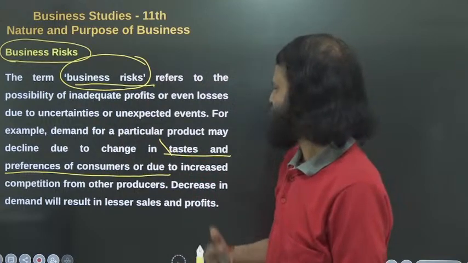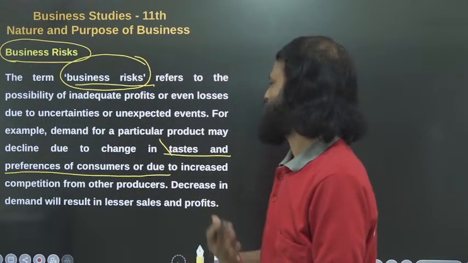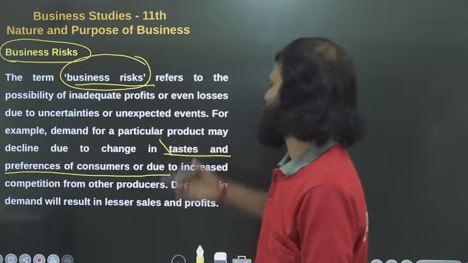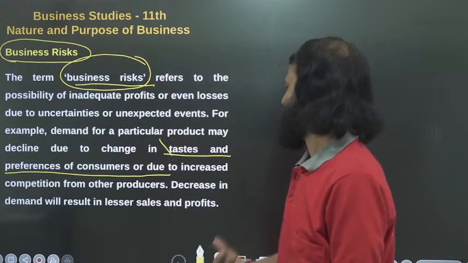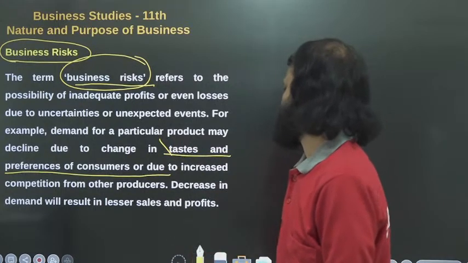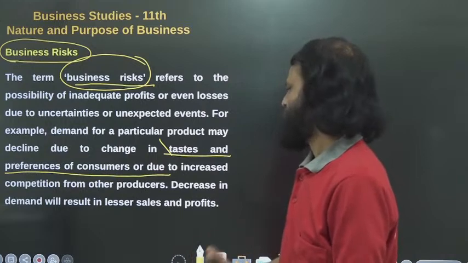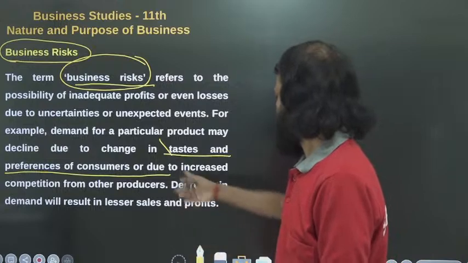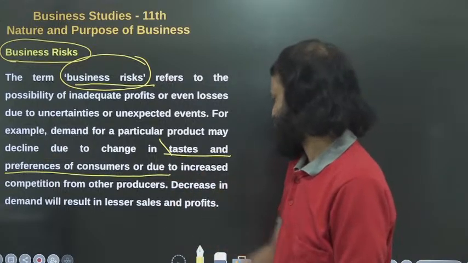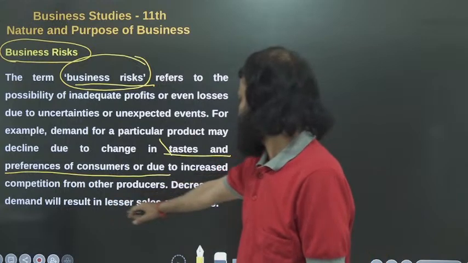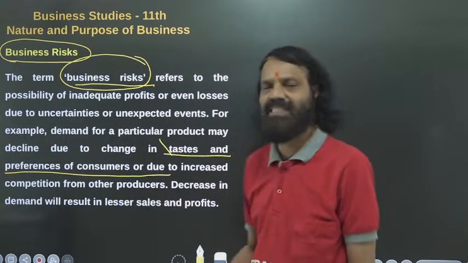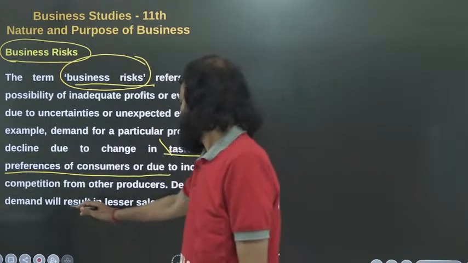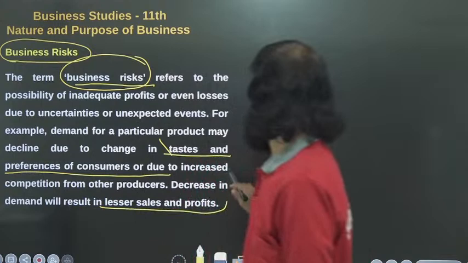So there are various factors that can affect your business in the market. Of course, the consumers' taste and preferences and the technological changes, everything can decide your business. Competition can also decide the business of a company or of products. Decrease in demand will result in lesser sales and profits. What is a decrease? The decrease means the lesser sales and profits.